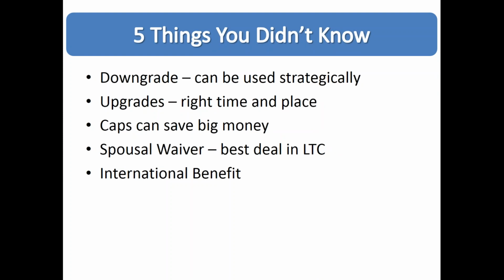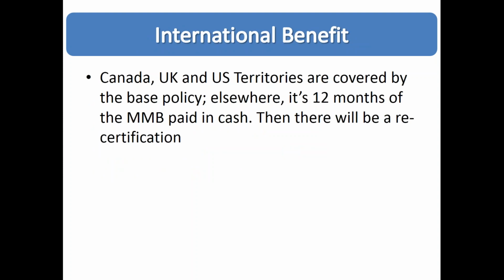So we covered the downgrade, the upgrade, the caps, the spouse waiver, and the international benefit. We get asked about this all the time, and the international benefit of the policies being offered today in the marketplace with Mutual of Omaha is the strongest that's out there. With the Mutual policy, you can consume the policy at face value in the U.S., territories, Canada, and the UK.